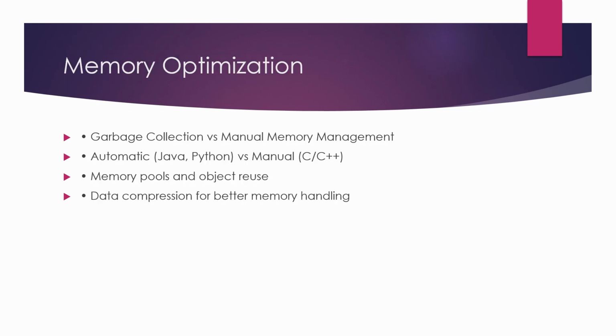Memory optimization is a critical aspect of performance, especially in resource-constrained environments. Different languages provide different memory management techniques. For instance, languages like Java and Python have automatic garbage collection, while C and C++ require manual memory management. Optimizing memory usage can include practices like reusing objects, using memory pools, and employing data compression techniques.